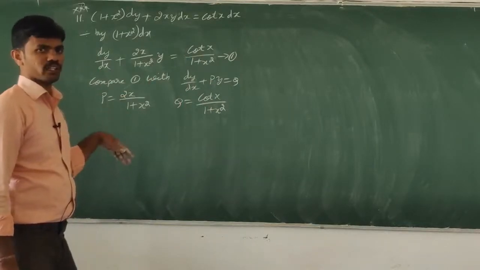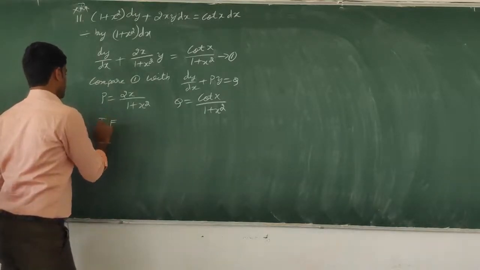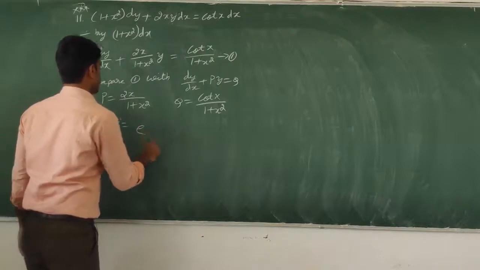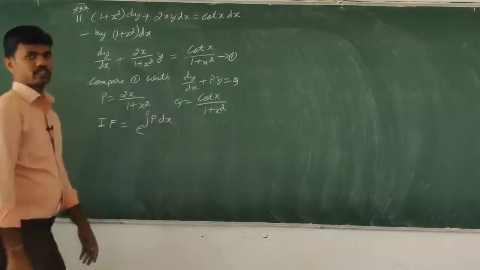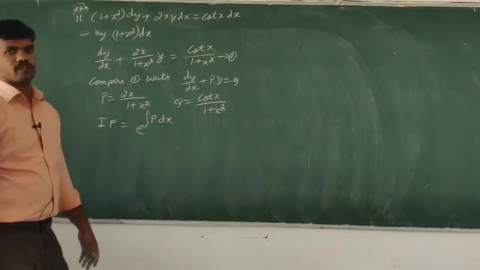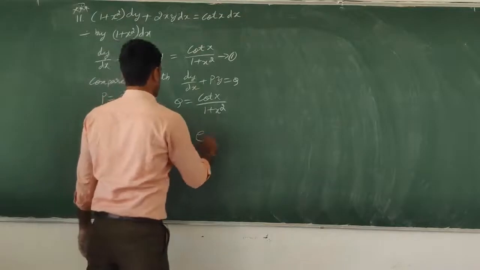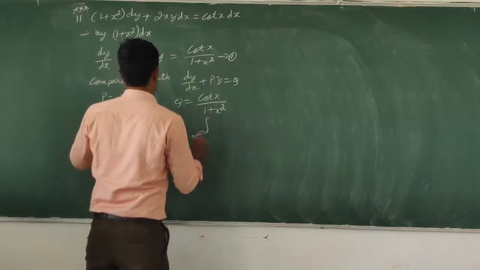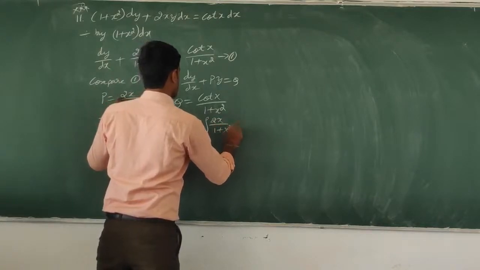Second step is to find the integration factor. So now I have to find the integration factor by using the formula e to the power integration of P dx. So that is e to the power integration of P, which is 2x divided by 1 plus x square, dx.